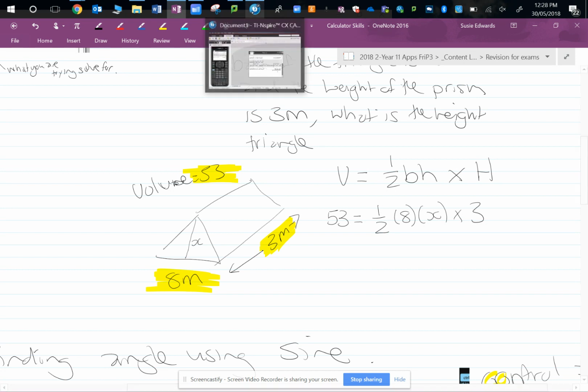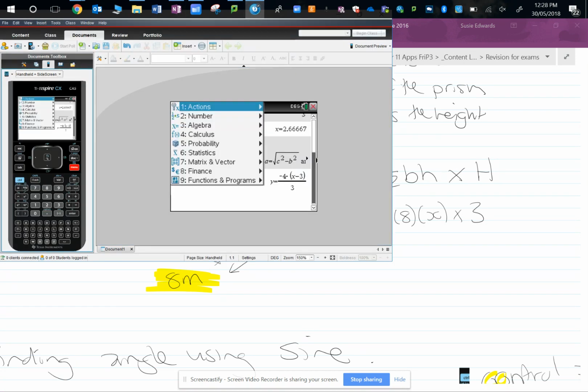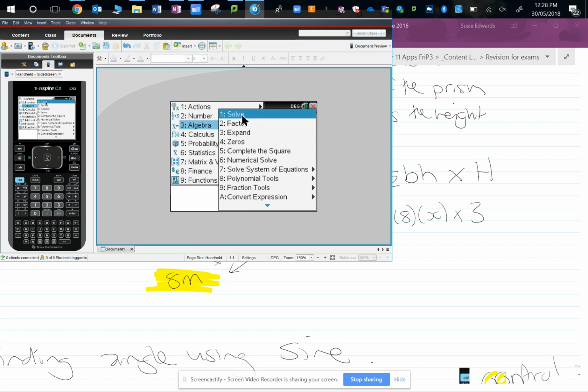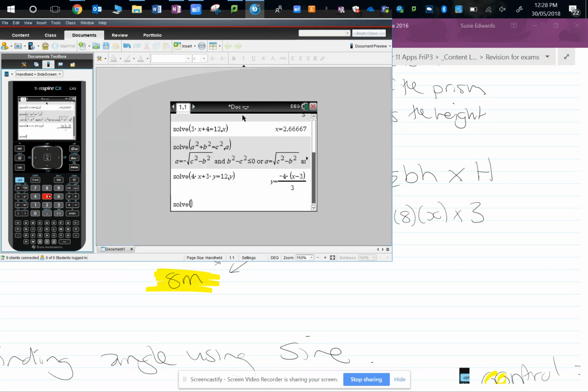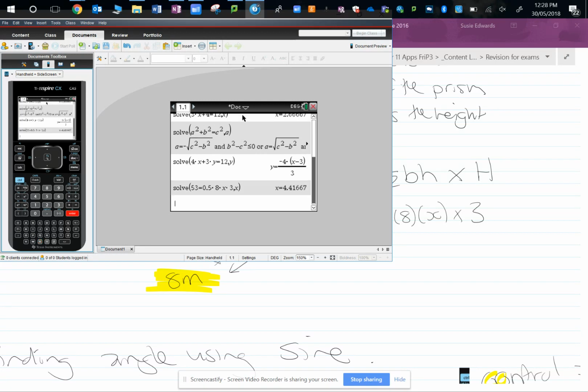our calculator with solve. So we can go menu, algebra, solve. 53 equals half times 8 times x times 3. And what are we trying to solve for? X. So we go comma, x. And that gives us our answer of 4.42.